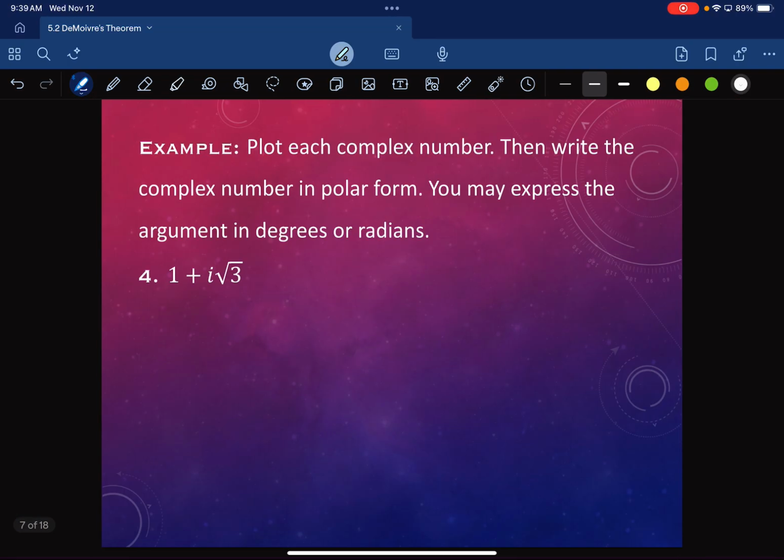All right, this next one, a little bit of a step further because we're not just at the negative real axis. So as we look at this one, which quadrant am I in on this one?